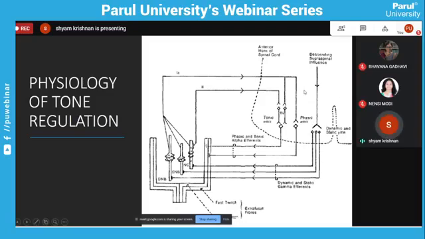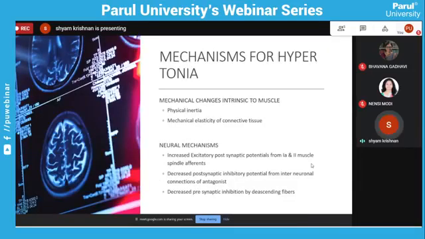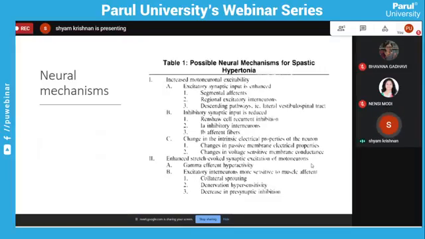But if this inhibition is taken out, if there is a lesion somewhere here, there is no inhibitory control on the gamma motor neuron activity. The gamma motor neuron can act in any way it wants. What is going to happen? It is going to lead to an increase in resting tone of the muscles. So those are the three neural mechanisms, the three causes why there can be an increase in tone.